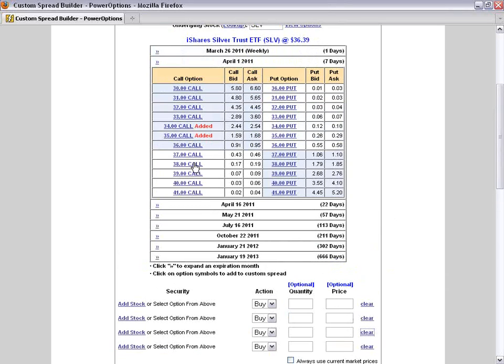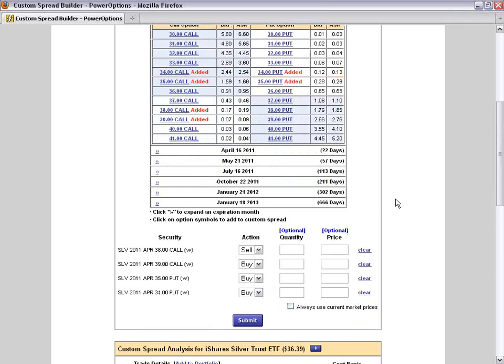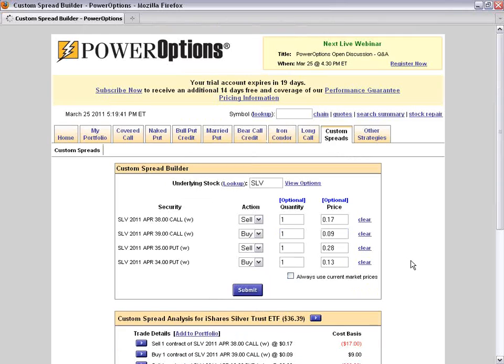Remember what we had is we had the 38.39 bear call credit spread. We're going to sell the 38 and buy the 39. Now instead of doing the bull call debit spread, what would happen if we sold the 35 put and bought the 34 put? So we did a bear call and a bull put on the same stock, creating an iron condor. Let's go ahead and see what we have here.